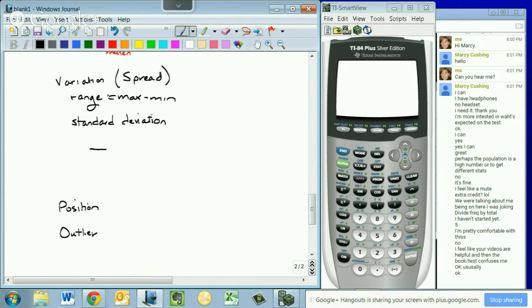So the basic idea is that, let's say you have a data set. I'll just do a dot plot here.